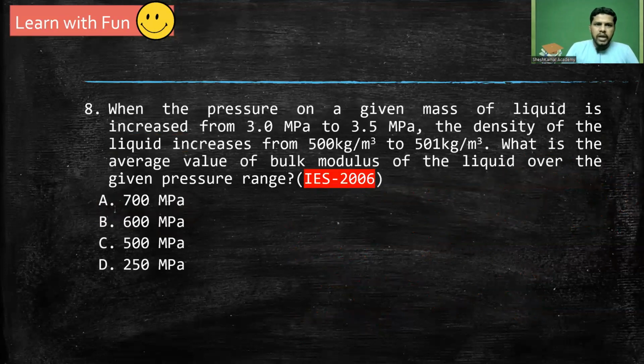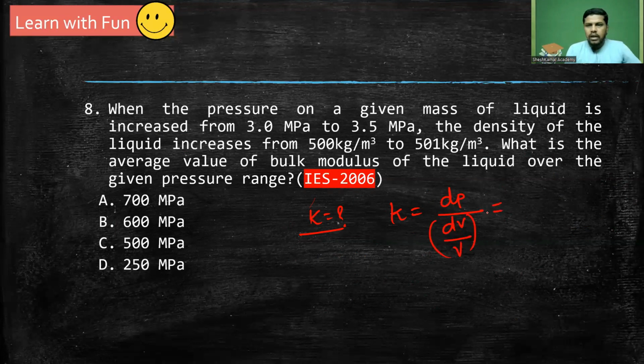Then question number 8: when the pressure on a given mass of liquid is increased from 3 megapascal to 3.5 megapascal, the density of the liquid increases from 500 kg per meter cube to 501 kg per meter cube. What is the average value of bulk modulus of the liquid over the given pressure range? So we have to find the value of K, and the formula for K is change in pressure divided by volumetric strain, that is dV by V.